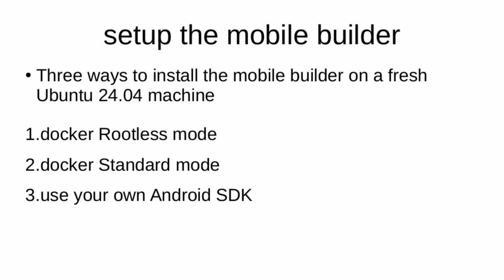In this video I would like to show you 3 ways to set up the mobile builder on a fresh Ubuntu LTS system. I'm going to show it only for Android, but iOS apps are possible as well. I'm using VMs with 8GB of RAM. 4GB should be possible too, but below that I can't guarantee that it works reliably.